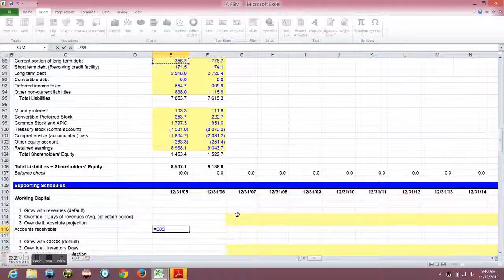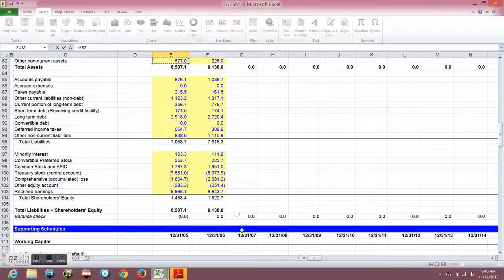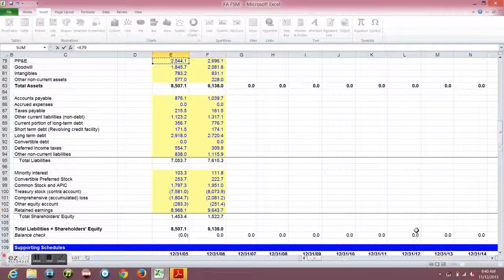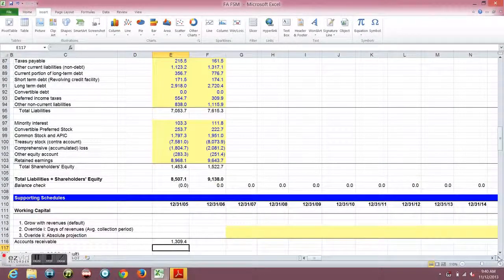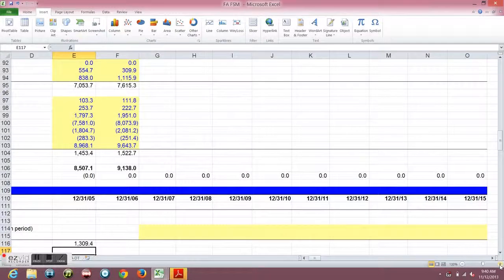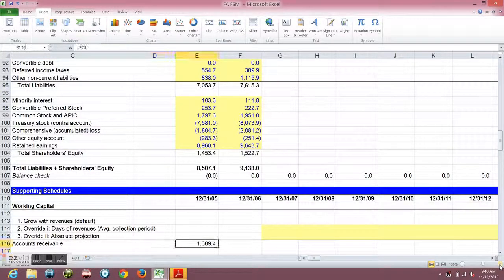So, accounts receivables. First, we're going to link up our accounts receivables. Let me zoom in so you guys can see. There. And then we're going to copy this, Control C, and move it down so we have our second column, accounts receivables.